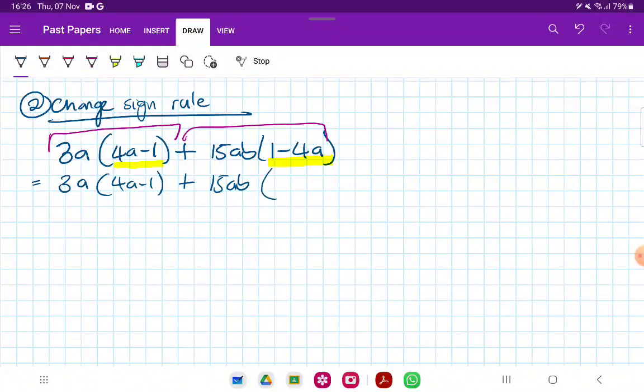If I want to put the a's in the front, I'm going to write negative 4a plus 1. So what did I do? I changed the order so that a is in the front.